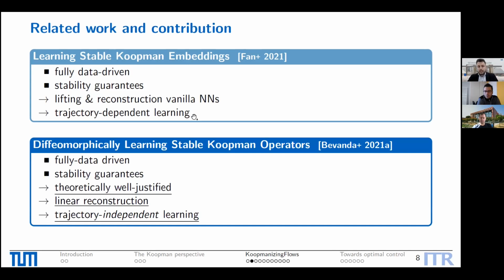What our work does is basically predicated on diffeomorphic maps, and that's why it's diffeomorphically learning stable Koopman operators. It is also fully data-driven. It has formal stability guarantees and is theoretically well justified, utilizes the linear reconstruction that's motivated directly by the spectral decomposition of the operator, and it's not trajectory dependent. We can just work with data pairs, and we don't need sequential data to learn this representation.